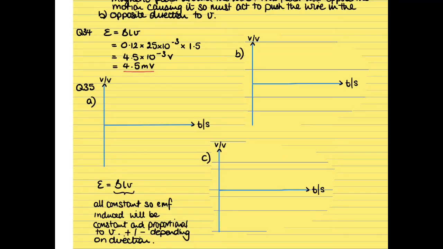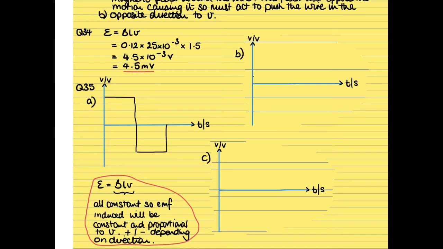Question 34 is relatively straightforward, just use EMF equals BLV. Question 35 uses the same equation, E equals BLV. Because B is constant, L is constant, and V is constant, your EMF induced will be a constant. So the first graph, we get a steady EMF induced in one direction, followed by a steady EMF induced in the opposite direction. So that we get a square cut graph that swings above and below the x-axis.